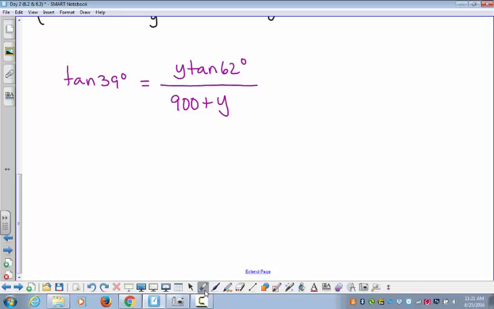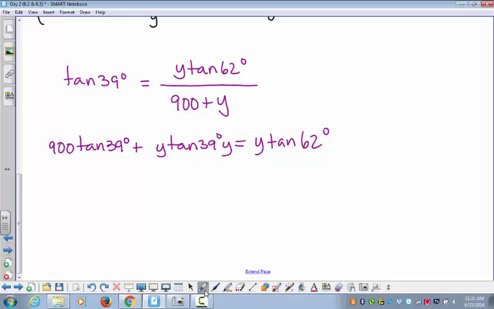Okay, so let's clear that fraction. When we clear the fraction, on the left we'll have 900 tangent 39 plus y times tangent of 39 degrees. Usually with a trig function, you write the coefficient out to the left, so it's not confused with what's in the angle. Most folks are going to put the y out in front, because otherwise you wonder, is that y part of the angle? So usually we'll put the variable out in front.